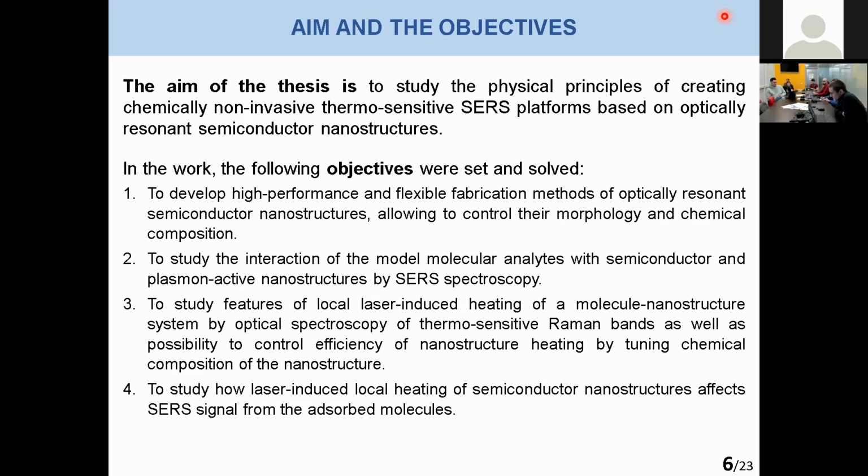The following objectives were set and solved: to develop high performance and flexible fabrication methods of optical resonant semiconductor nanostructures to control the topology and chemical composition; to study the interaction of the molecular analytes with semiconductor and plasmon active nanostructures by SERS spectroscopy; to study features of local laser-induced heating of the molecule-nanostructure system by optical spectroscopy of thermosensitive Raman bands, as well as the possibility to control efficiency of nanostructure heating by tuning chemical composition of the nanostructure; and to study how laser-induced local heating of semiconductor nanostructures affects the SERS signal from the adsorbed molecules.